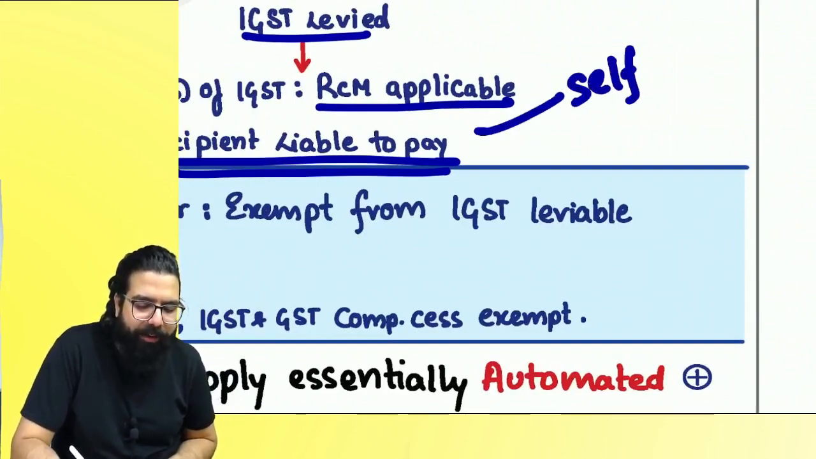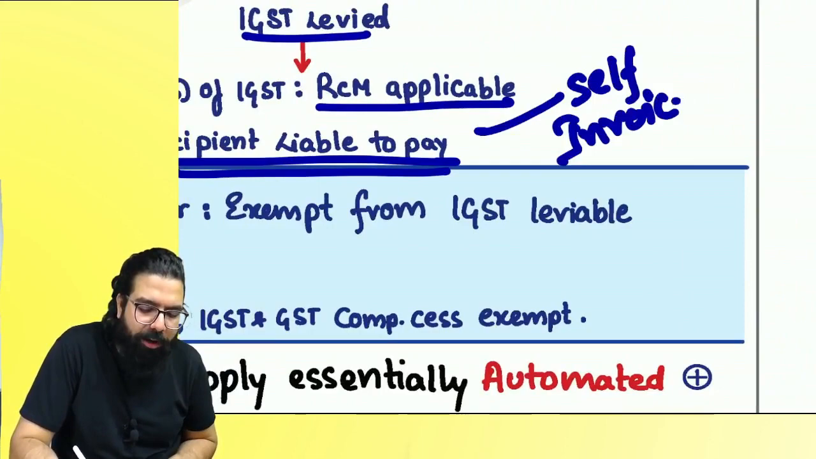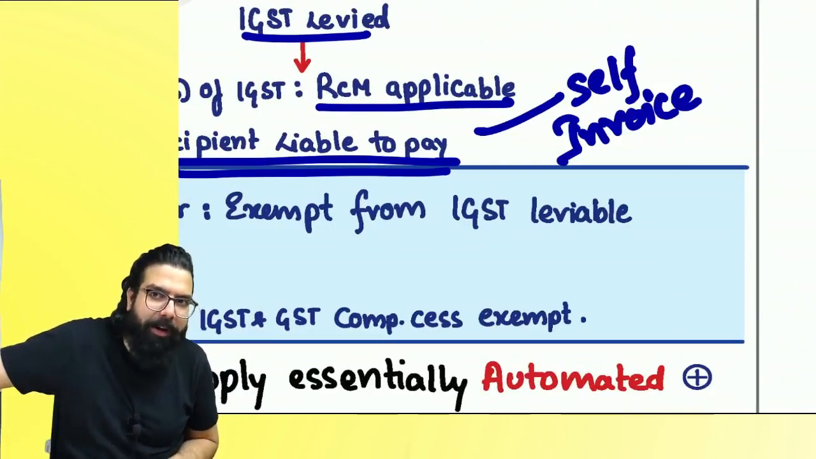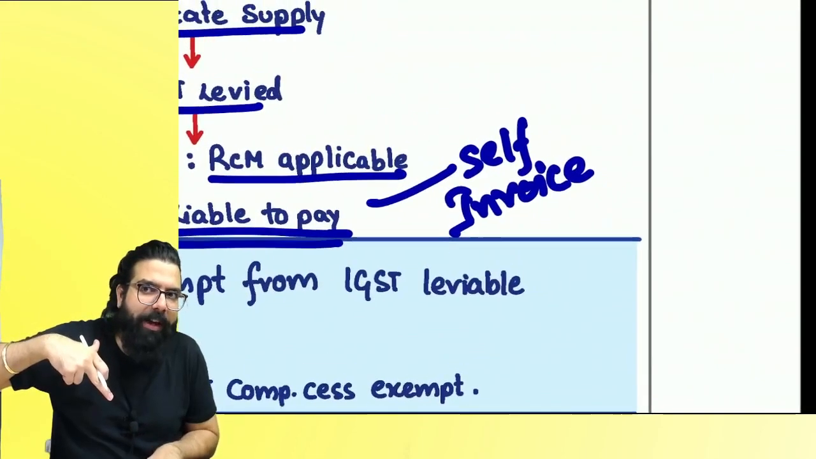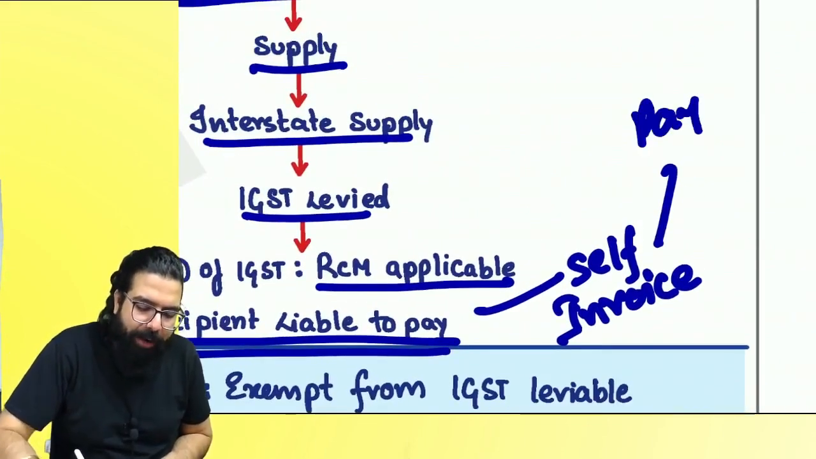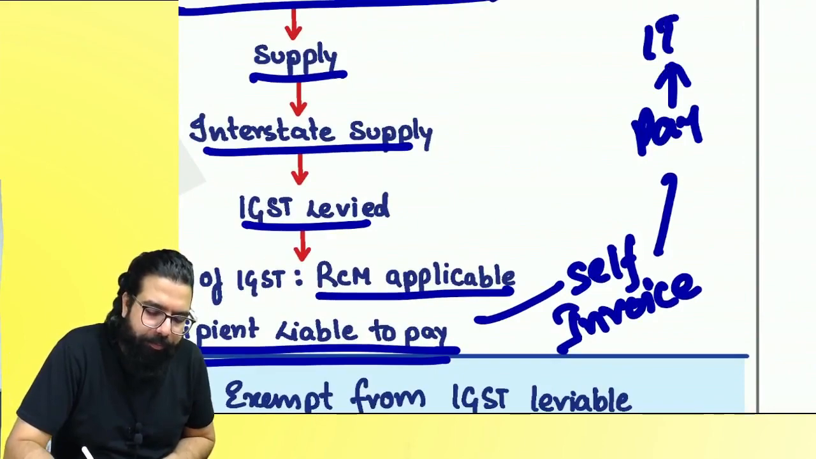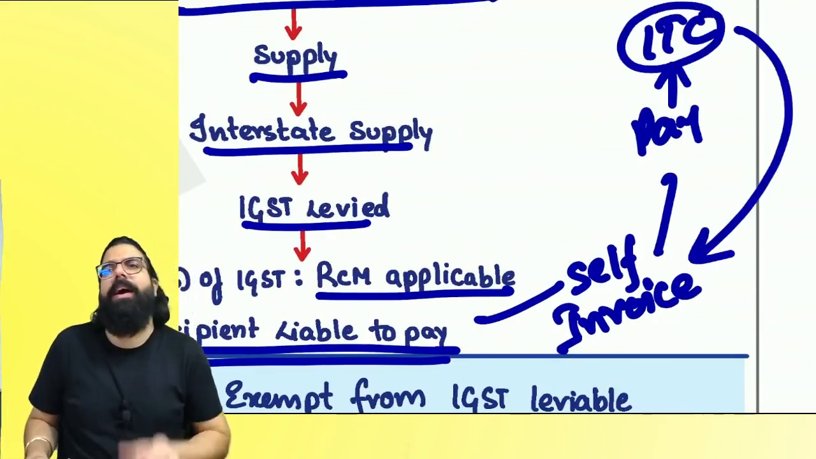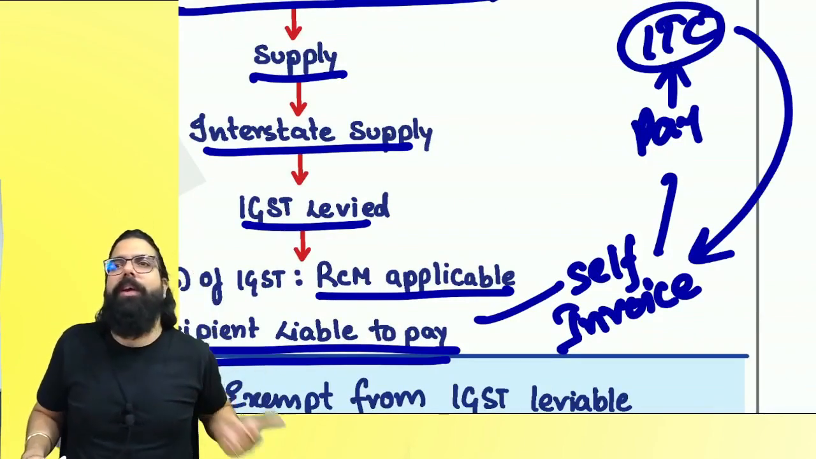He will first raise a self invoice because the supplier is an unregistered person. You are liable to pay GST under RCM. You will raise a self invoice. Then you will pay, and after paying, on the basis of the self invoice, you can take the ITC. Can I go ahead, everyone?